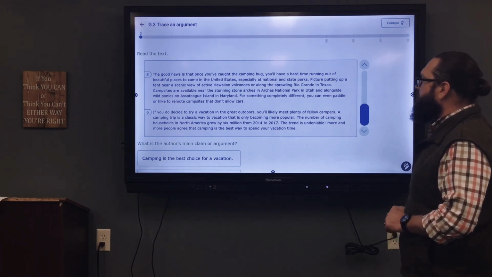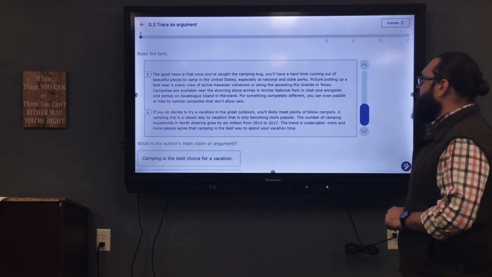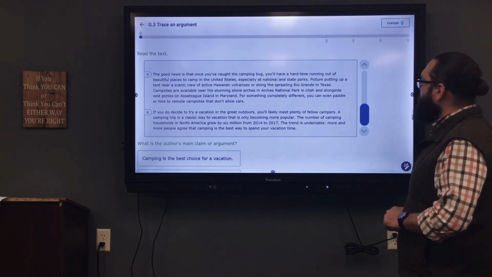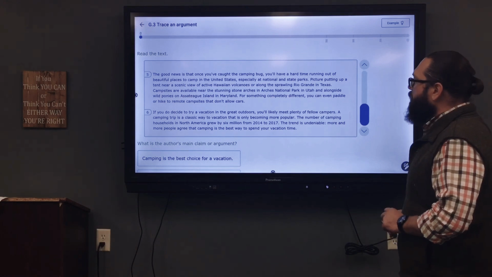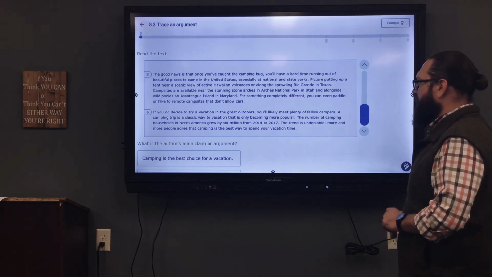If you do decide to try a vacation in the great outdoors, you'll likely meet plenty of fellow campers. A camping trip is a classic way to vacation that is only becoming more popular. The number of camping households in North America grew by 6 million from 2014 to 2017. The trend is undeniable. More and more people agree that camping is the best way to spend your vacation time.